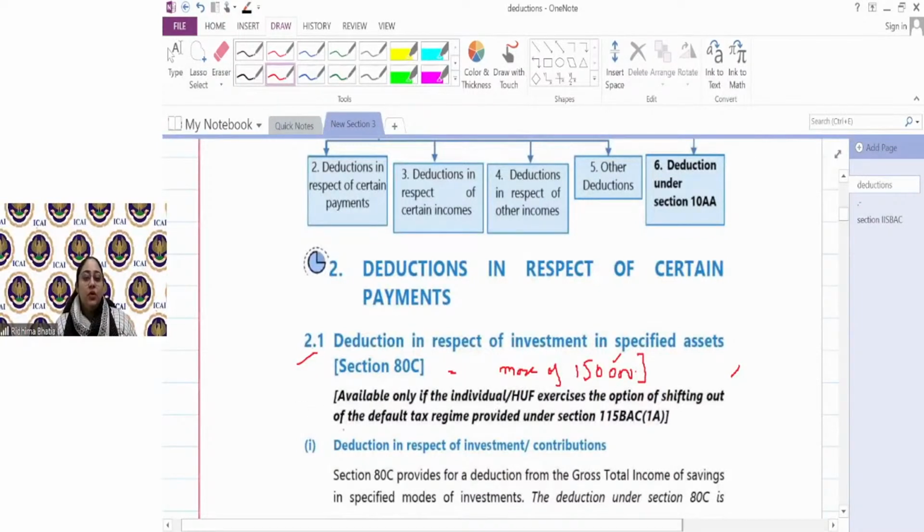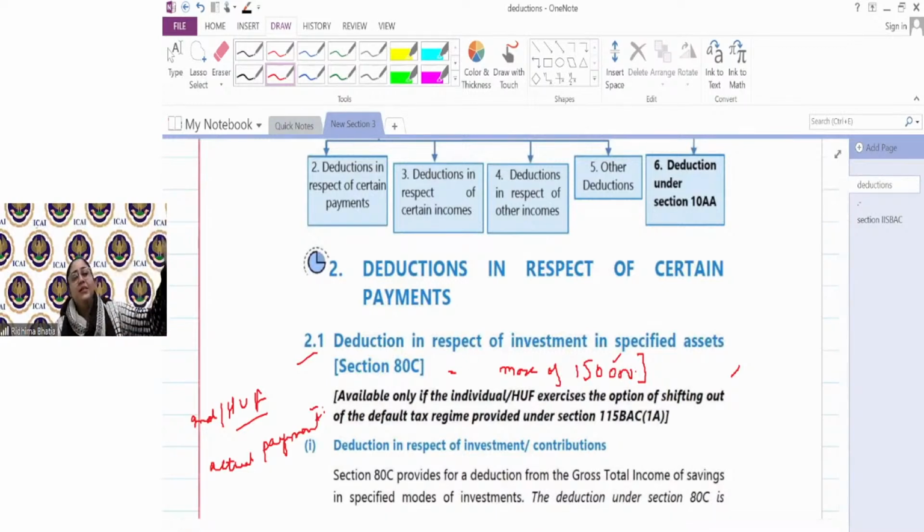This section is allowed, first of all, only to individuals and HUF. Please write it here. Only to individuals and HUF, be it resident or non-resident, does not matter. It's only allowed on an actual payment basis. That is, if during the year I'm making this particular type of payment, only then I will be allowed. It's not that if it is due during the year but I've paid in the next year, I can claim the deduction. No. If the actual payment has happened during the year, then only it would be allowed.